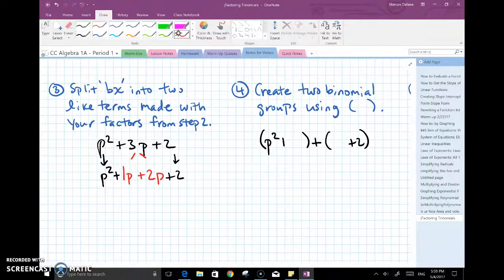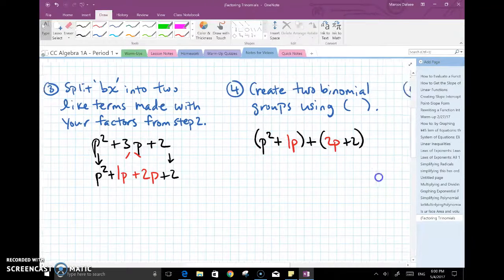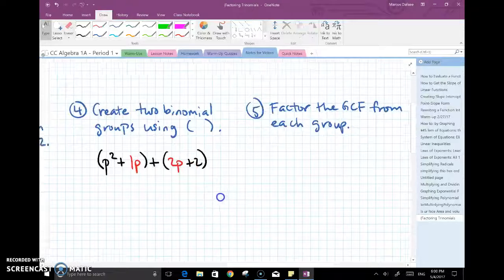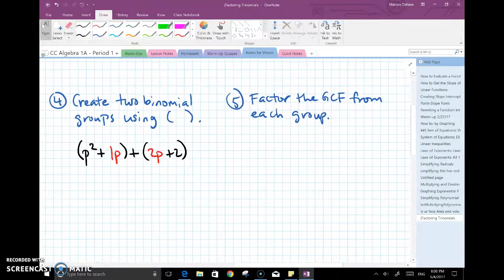And we have red, so this would be 1p, this would be 2p, and this is a plus sign. That's step 4, okay? Two binomial groups using parentheses. Step 5 is factoring the GCF from each group.